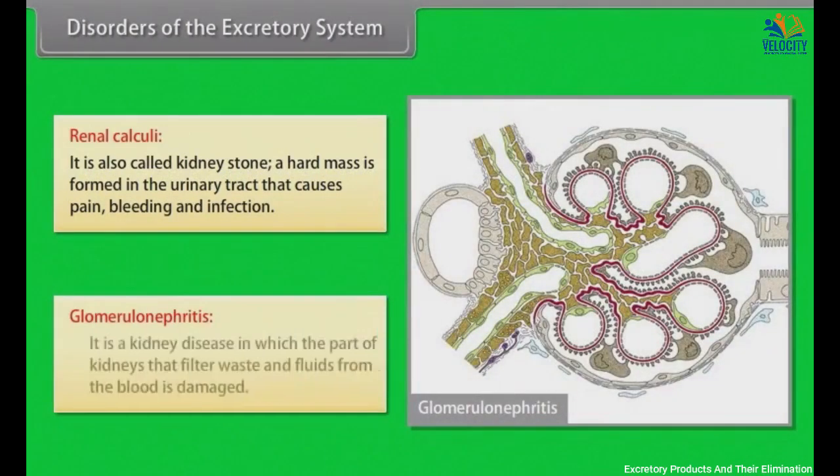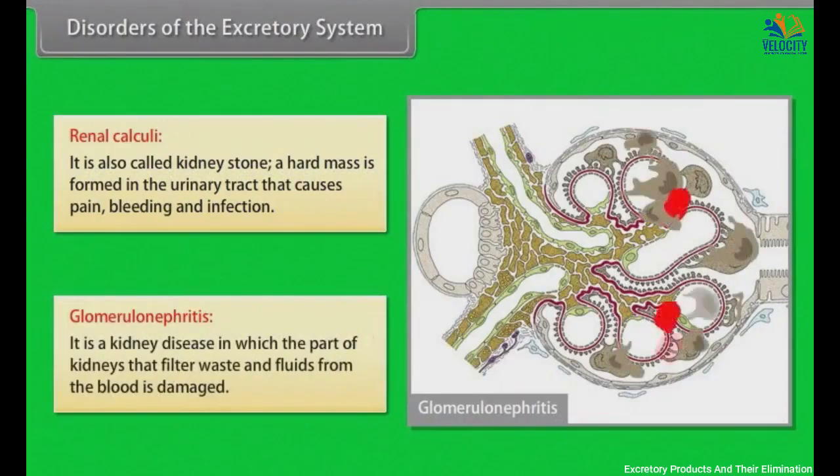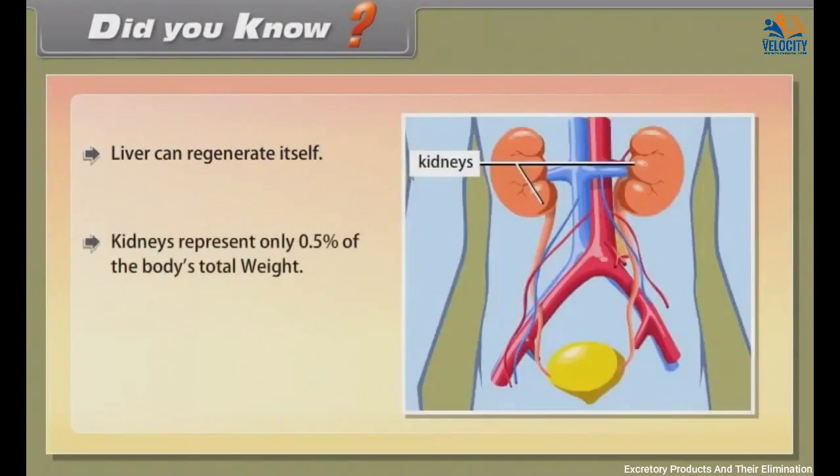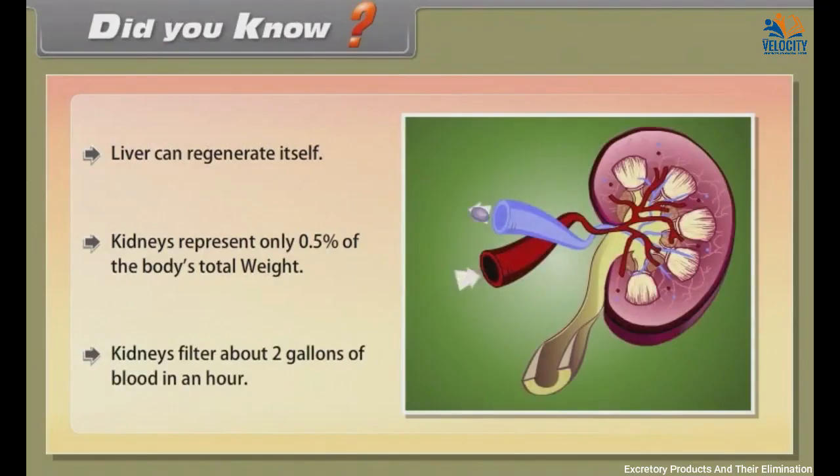Glomerulonephritis. It is a kidney disease in which the part of the kidneys that filters waste and fluids from the blood is damaged. Did you know? The liver can regenerate itself. Kidneys represent only 0.5% of the body's total weight. Kidneys filter about 2 gallons of blood in an hour.